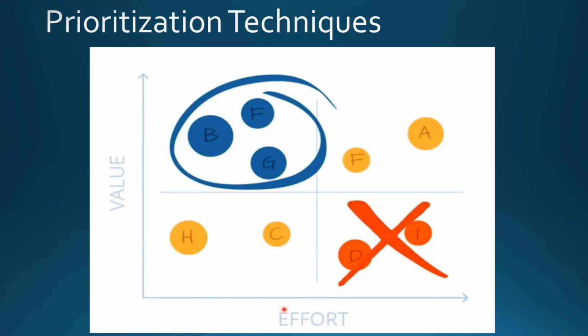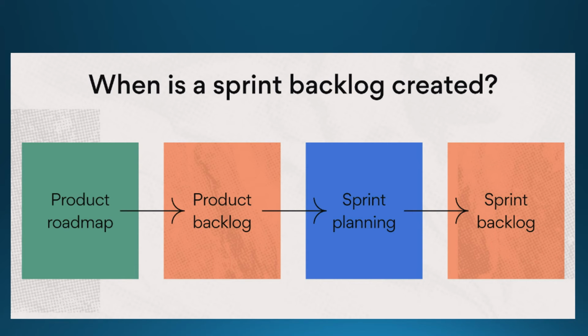You can look at other options like effort and value. High value, less effort items you can pick up sooner. High value, high effort items you can pick up later than that. So these are the different prioritization techniques the product owner can use.